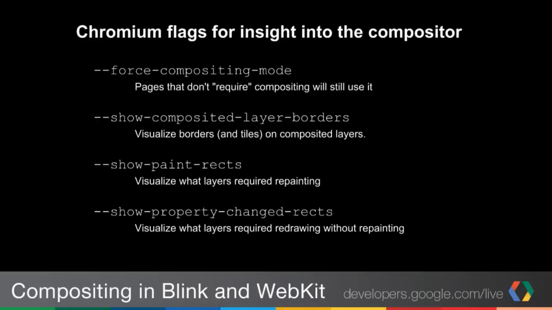If you'd like to try this on your own, there's probably 4 essential, or maybe these first 3 are the most essential command line flags that you'd like to use. First, force compositing mode, just in case, for example, if you're on Linux, or if you're in a situation where it seems like you might be running software mode instead, force compositing mode will ensure that you're actually using accelerated compositing on all your pages, even if they didn't really require it. So just in case you actually don't see what you expect, try force compositing mode.